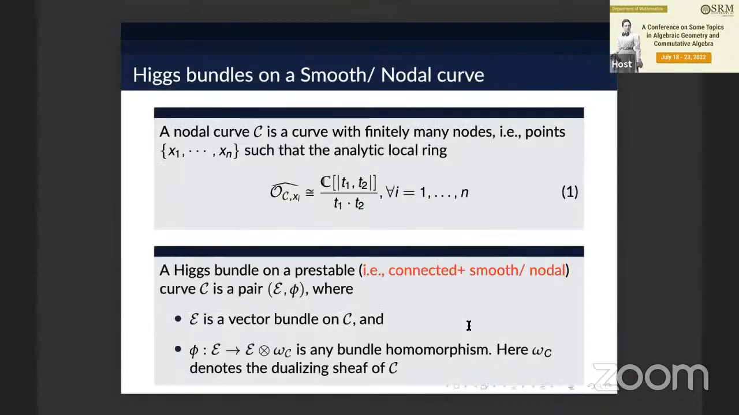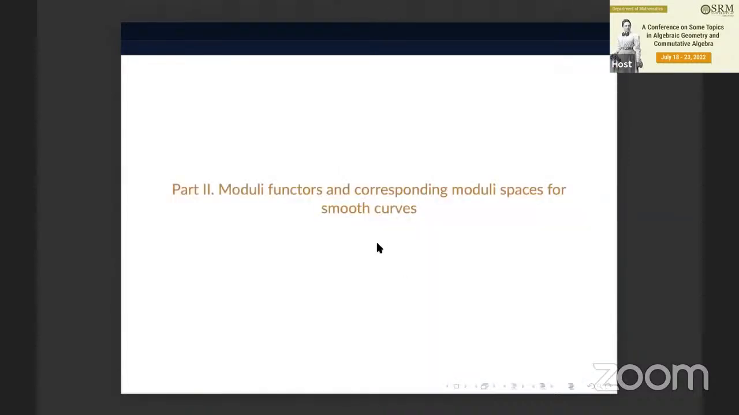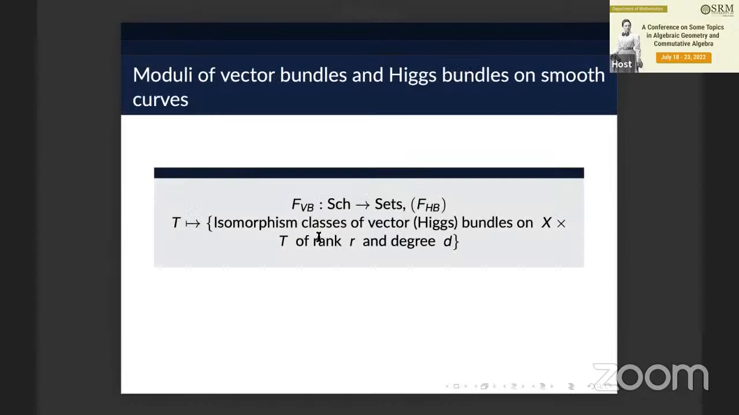Okay, so next, I will recall some facts about the moduli space of Higgs bundles on smooth curves. Let us look at the functors. FVB denotes the functor of vector bundles, and FHB denotes the functor of Higgs bundles, which sends any scheme T to isomorphism classes of families of vector bundles on X cross T of some fixed rank R and degree D.